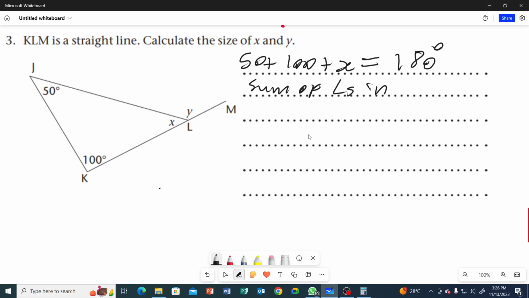Remember, guys, your units are important. Since we are dealing with angles, your values must have degrees there, most specifically your final answers. Okay, now x is equal to 180 minus 150, it's 30 degrees.